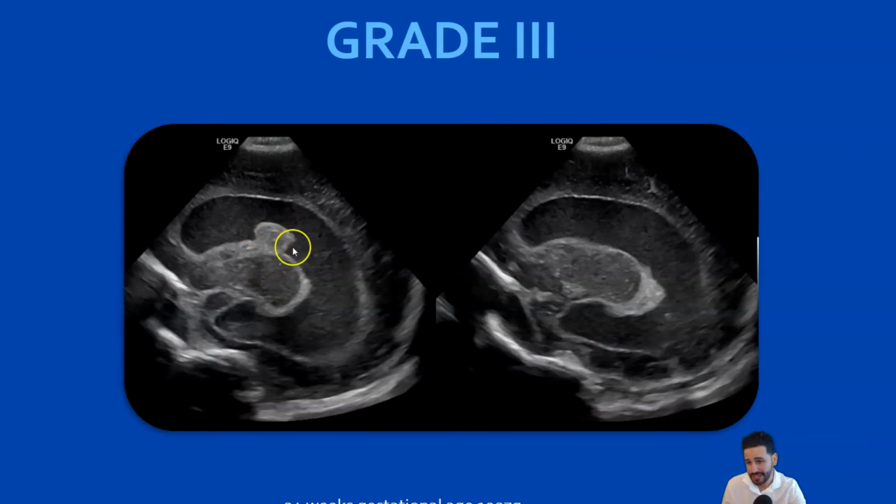So here you go. You got blood right here. Here's your thalamus. Here's your choroid plexus. There's a nice chunk of blood right there. And you can see the entire ventricle is filled with echogenic material that is coagulating blood that hasn't coagulated completely yet. And there's also ventricular dilatation.